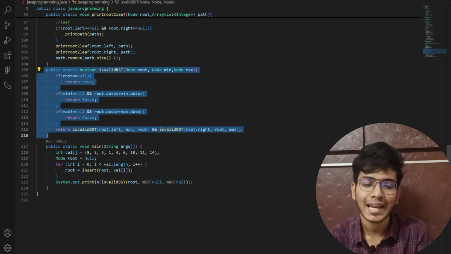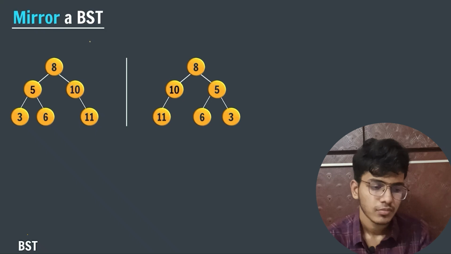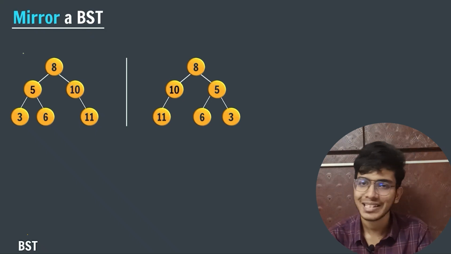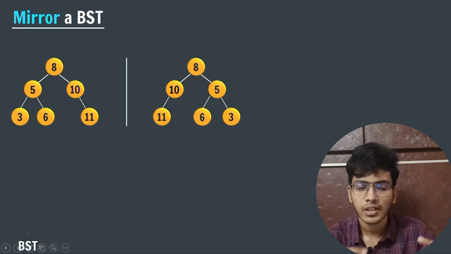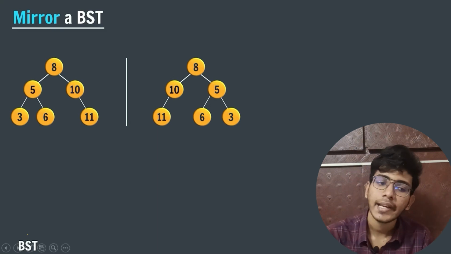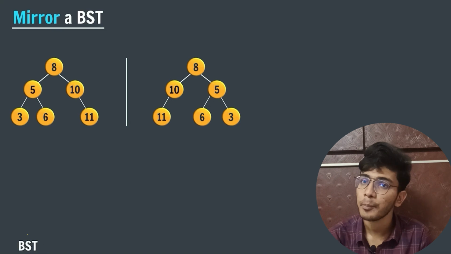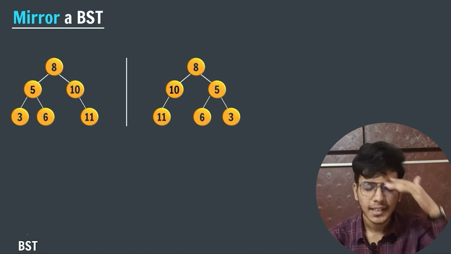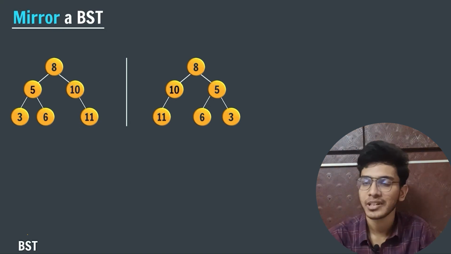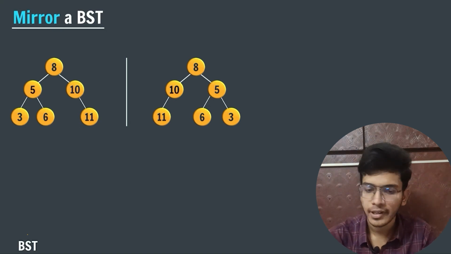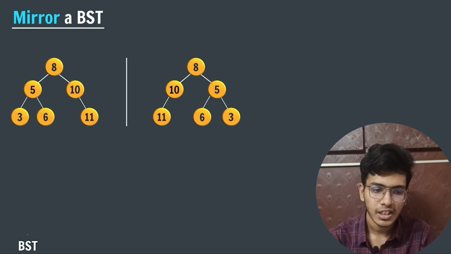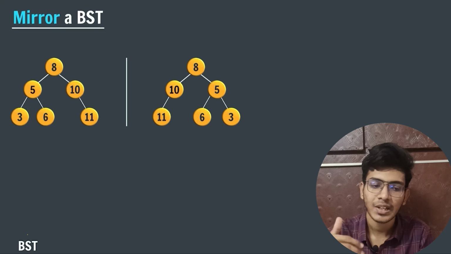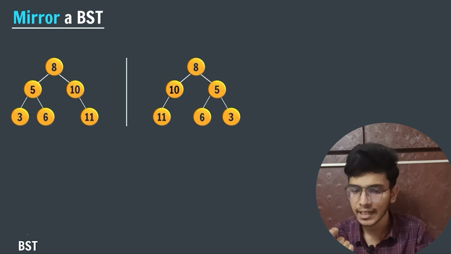Now let us talk about another question. In this question, the user will give us a whole binary search tree and we need to print its mirror image. What I mean by mirror image is, let's say you are standing in front of a mirror. If you observe in the mirror, you will get an inverted image. What I mean by inverted is not vertically but horizontally.